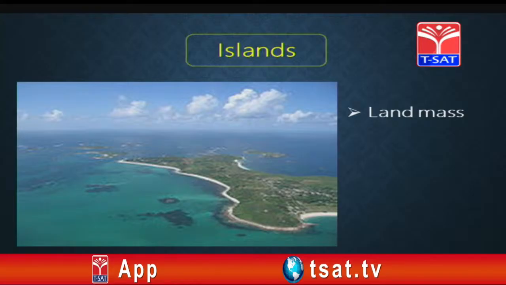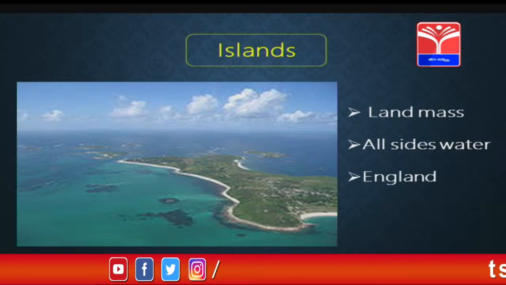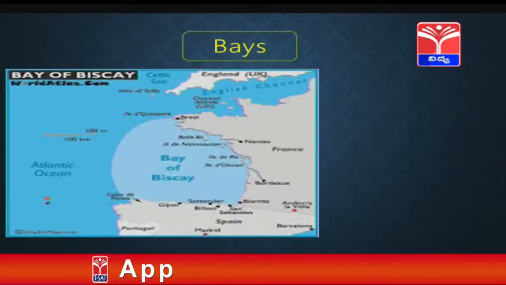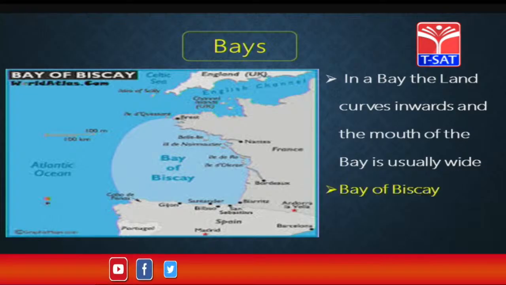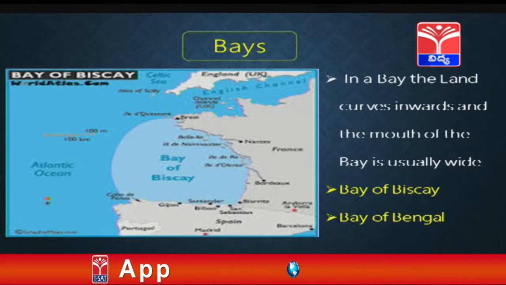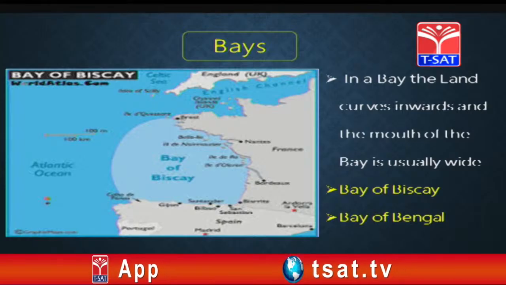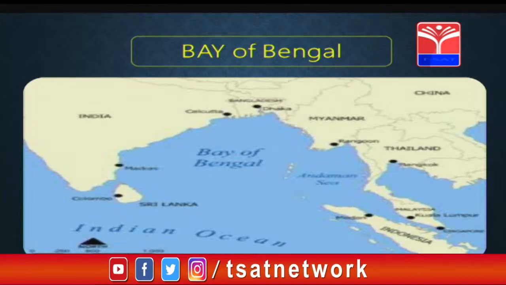Islands. A landmass which is covered on all sides by water is known as an island. For example, England in Europe. Bays. In a bay, the land curves inwards and the mouth of the bay is usually wide. For example, the Bay of Biscay, which is situated near France. In India you can see the Bay of Bengal. The Bay of Bengal, which is situated near India, is an example of a bay.